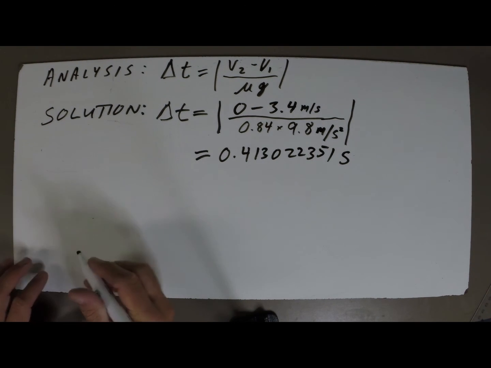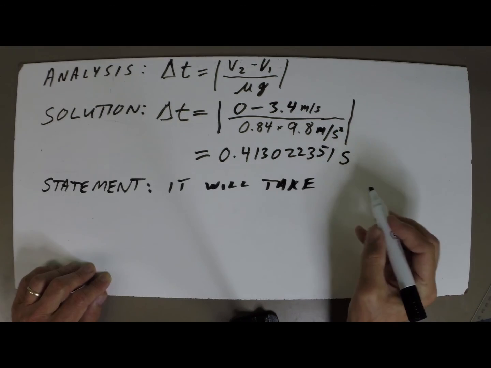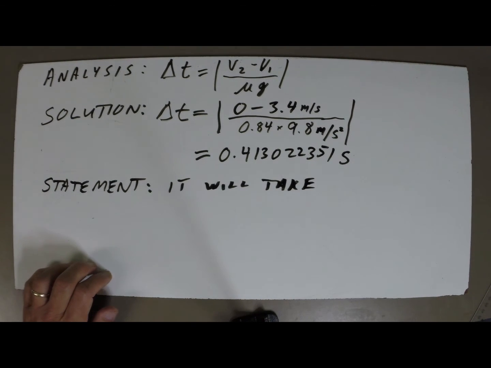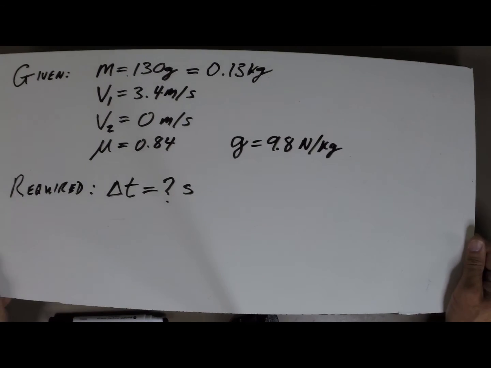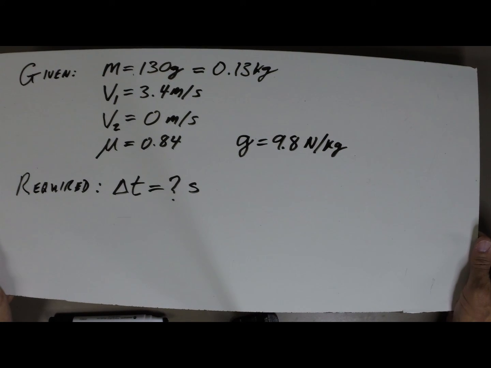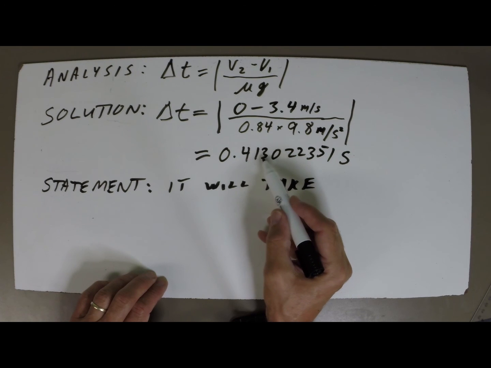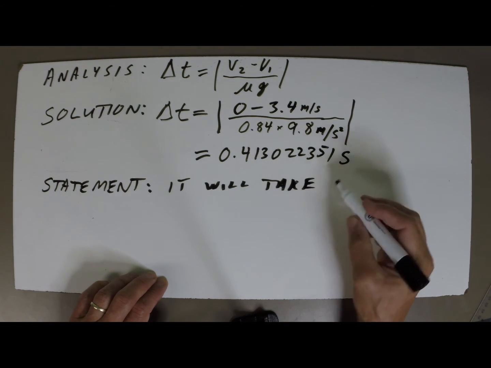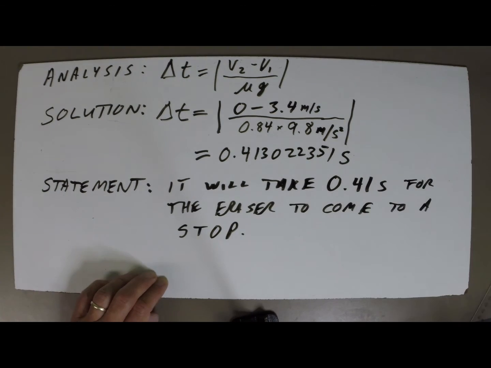Finally, the last step in the problem is to answer the original question with a statement. It will take, and now we need the time here, but the original question gave us information with only 2 significant digits for the givens. So we're going to have to round off our final answer to the same two significant digits. 1, 2, look to the next, it's less than 5, so we'll round that off to 0.41 seconds. It will take 0.41 seconds for the eraser to come to a stop.